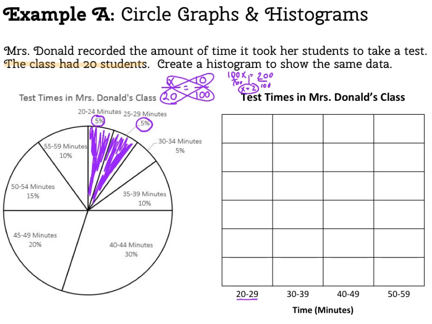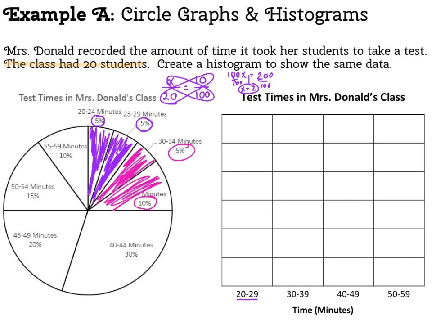So now we need to take a look at our next column, and that's the 30 to 39. So again, 30 to 34 minutes is between 30 and 39, and 35 to 39 is between 30 and 39. So those two amounts are what we're going to be covering. One of those amounts is 10%, and the other one is 5%. So we know that's going to be 15%.